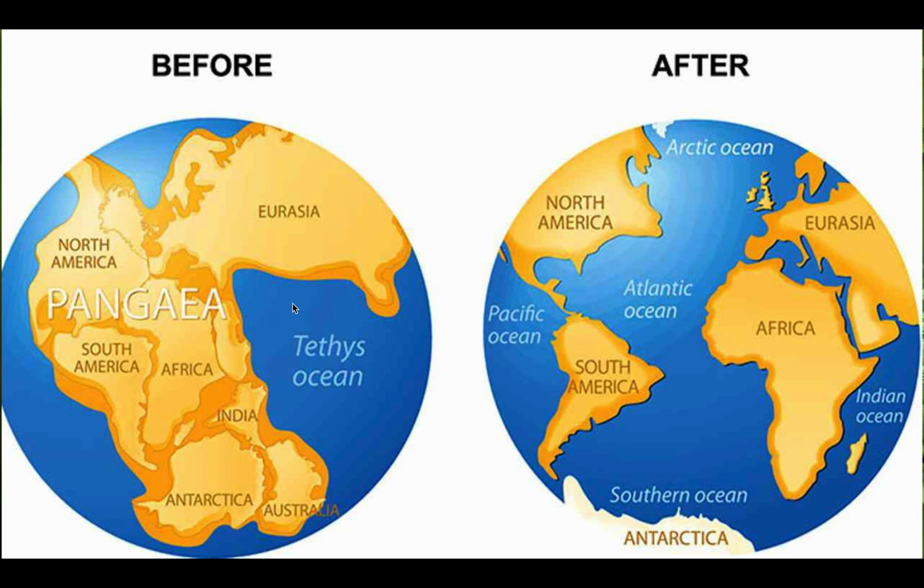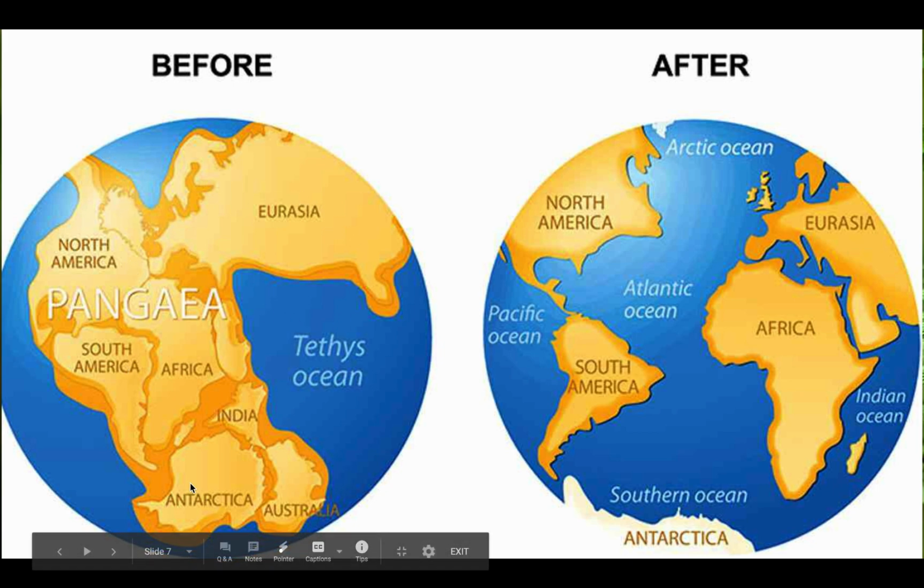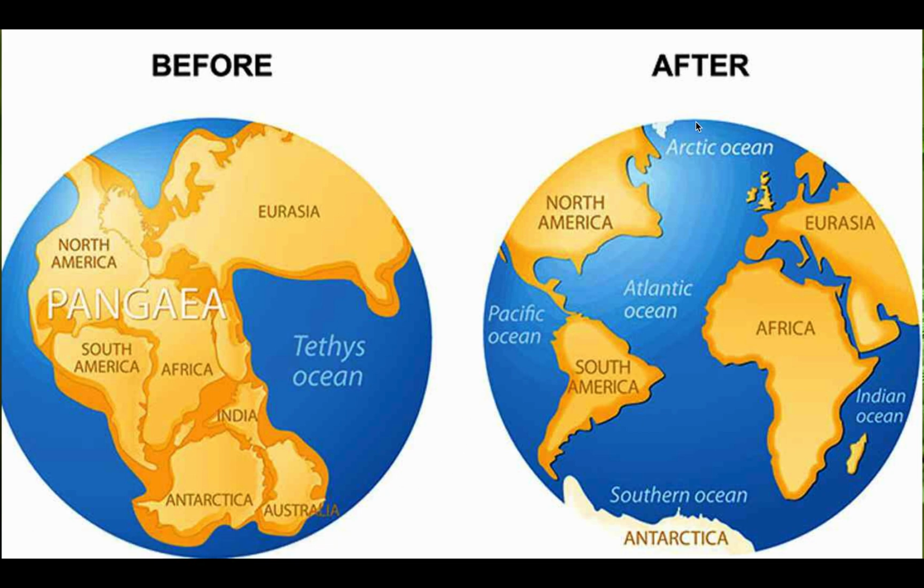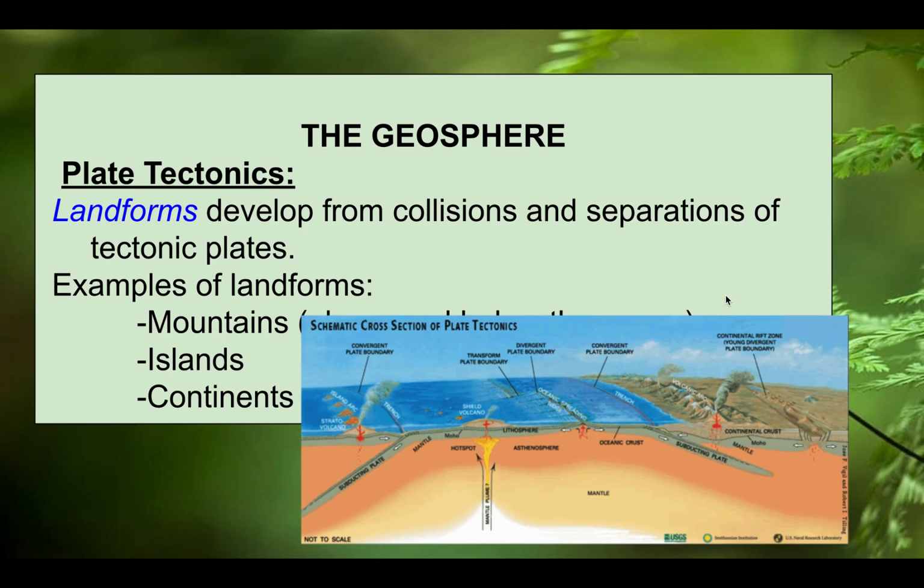So before the tectonic plates separated, we have Pangaea here, which is this supercontinent where everything is still together, okay? And then after many, many years of tectonic plate separation, we have the continents that we know today. So landforms develop from collisions and separations of tectonic plates. Examples of landforms are mountains, islands, and continents.